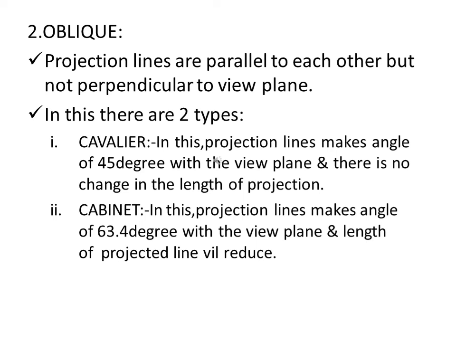Next is the cabinet. In the cabinet projection, the angle between the projection and the projection plane is 63.4 degrees. The projection line makes an angle of 63.4 degrees with the view plane, and the length of the projected line will be reduced.